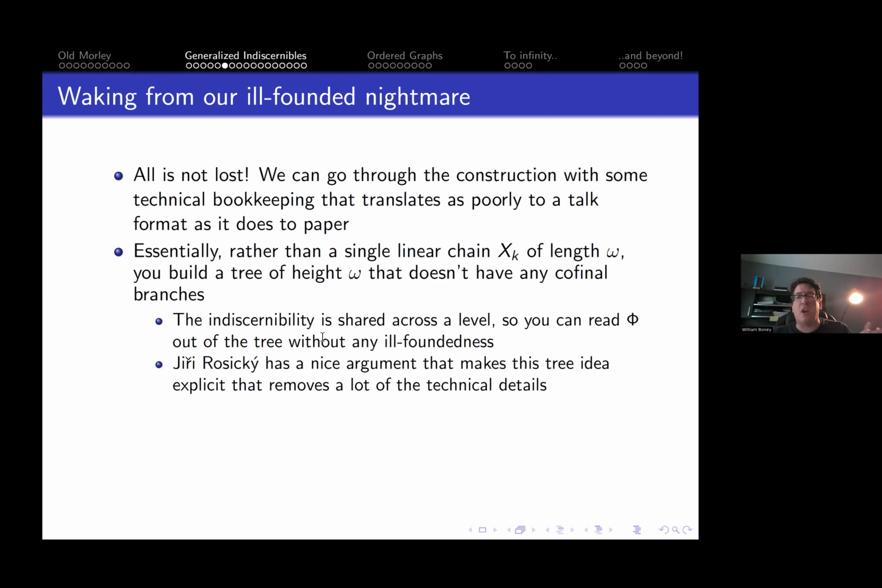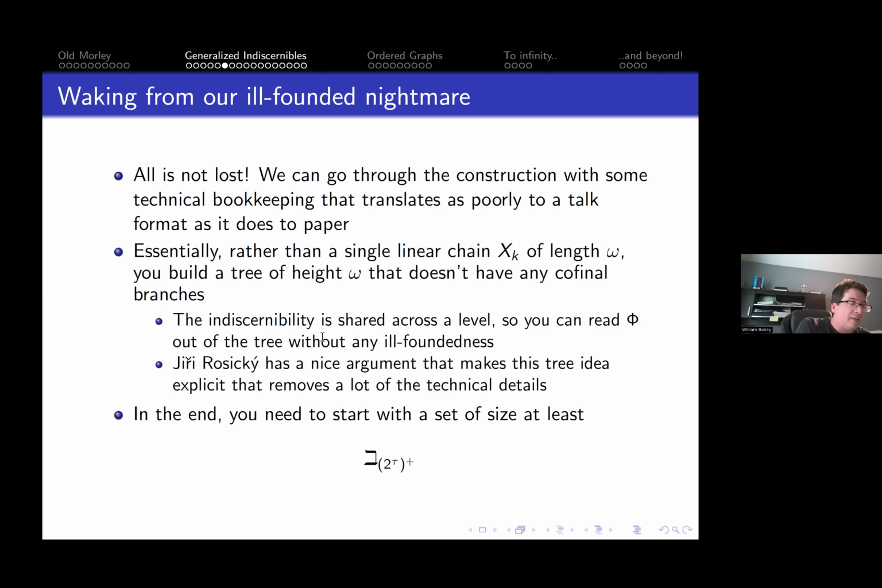Actually, Jerzy Rosicky has a nice argument that makes this tree idea explicit and removes a lot of the technical bookkeeping. There's also a way to do this argument where you move to an ill-founded model of set theory, but I have never really liked that argument, so I like to emphasize this one. But in the end, as we advertised, you need to start with a set of size at least beth sub 2 to the kappa plus, where kappa should be the size of the language after skolemization. If it's an AEC, this is the Löwenheim-Skolem number.